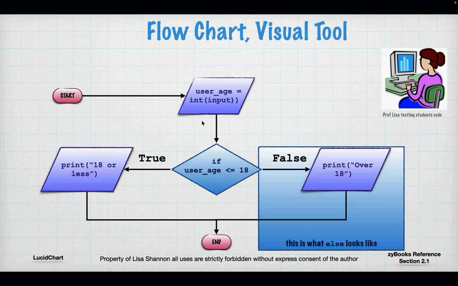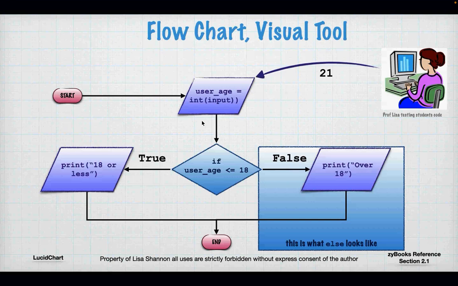Now, you'll notice on this flowchart that I don't have the word else anywhere, and that's because you don't need it on the flowchart. The flowchart has the two different states. True is a state, false is a state. So on the false state, I have something else that's going to happen, and then it's going to go to ending program. That's what an else looks like on a flowchart.